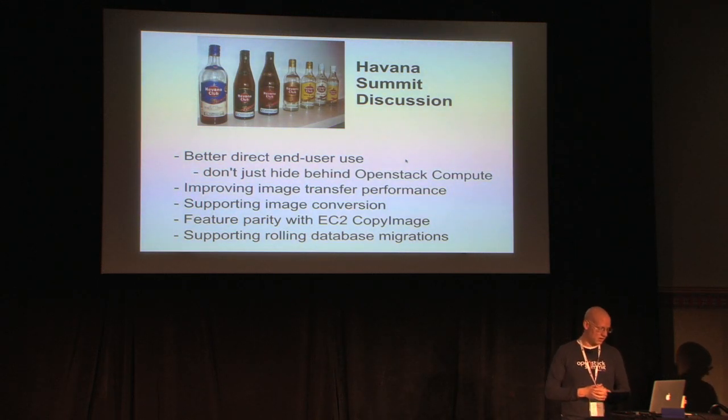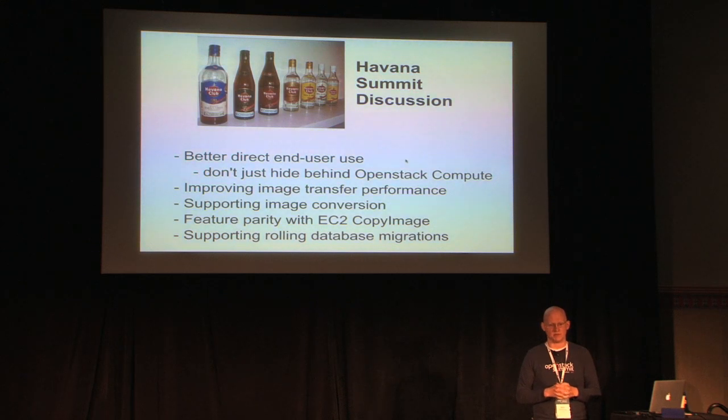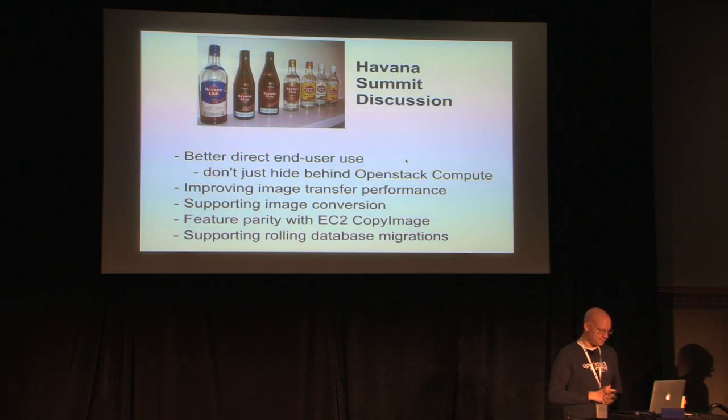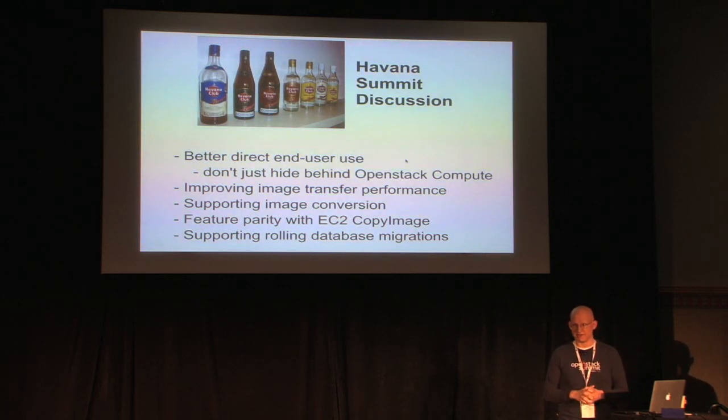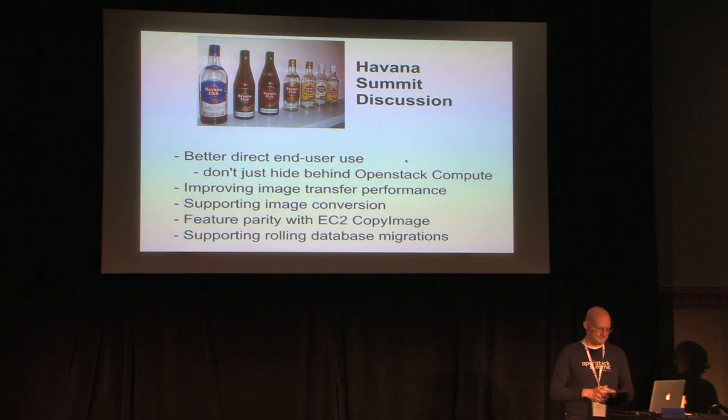That'd be great. We've been definitely thinking a lot about image transfers and how to make that faster. It's definitely possible with Glance acting as a middleman to sort of shoot yourself in the foot in terms of networking performance. So we're looking at ways to make that just as fast as you can possibly make it. There's been a lot of interest around image conversion, a lot of controversy as well. So we've been discussing that.